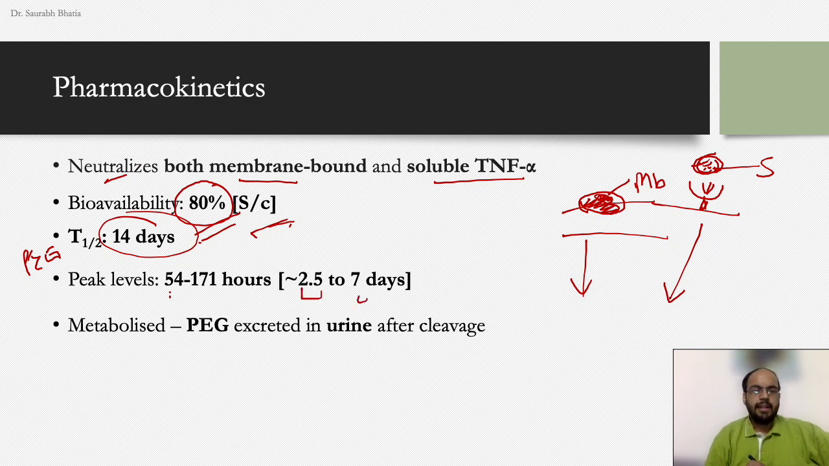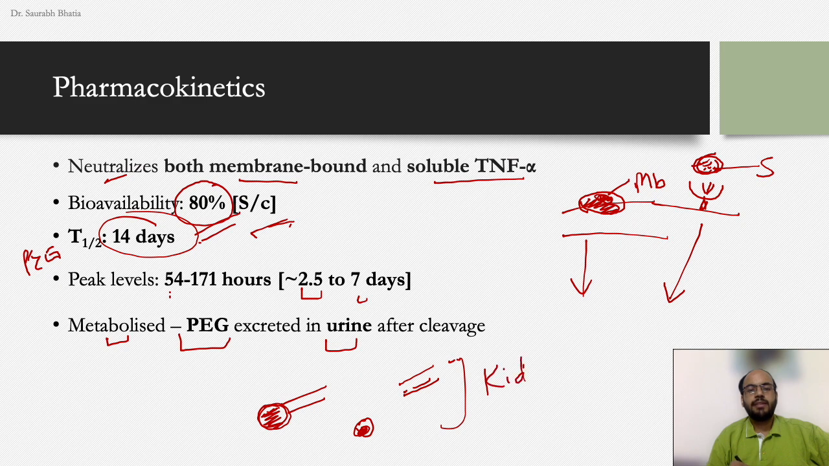Although the metabolism data is not easily available, the PEG moiety is excreted in urine after cleavage. That means this is the FAB portion and this is the attached polyethylene glycol. It undergoes cleavage into two different parts, the FAB portion and the polyethylene glycol, and both of them are excreted by kidneys. This will undergo further proteolysis, but both of them will be excreted by kidneys. Clear?